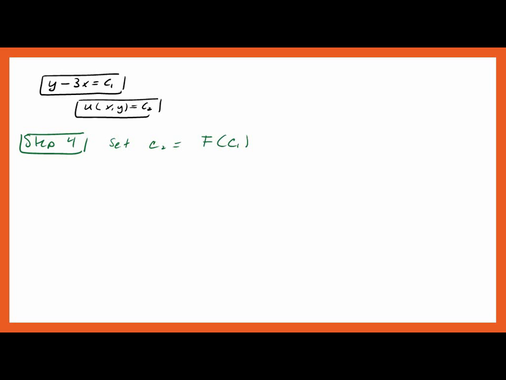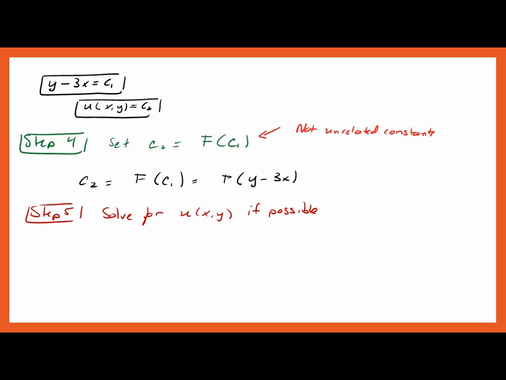Now c1 and c2 are related. I'm going to tell you why a little bit further on, but they're related by a function. So you set c2 equal to a function of c1, and what you'll find is that c2 is equal to f of c1, and substitute what you know about c1, which is y minus 3x. So these constants are not unrelated, they're hooked by a function, and that function is general.